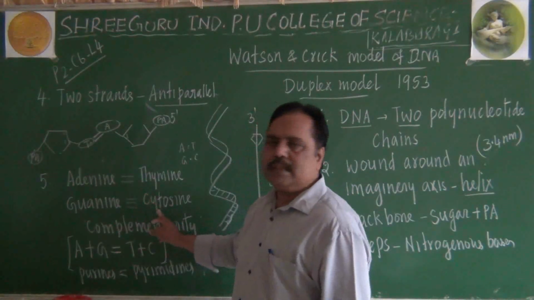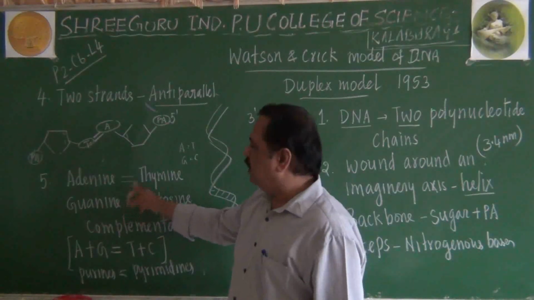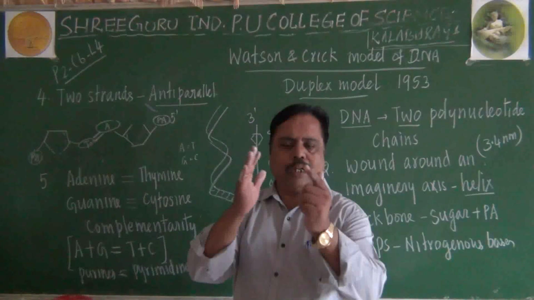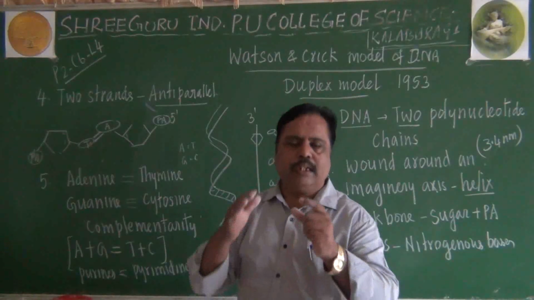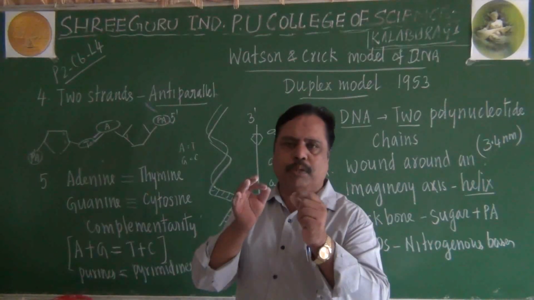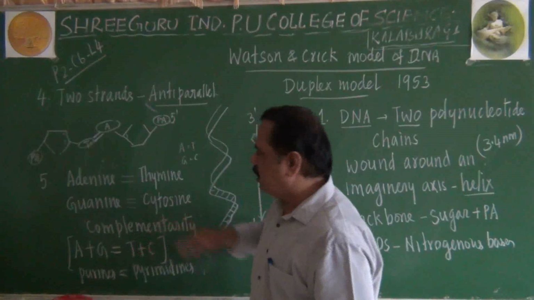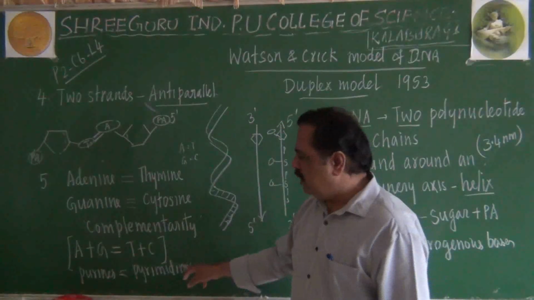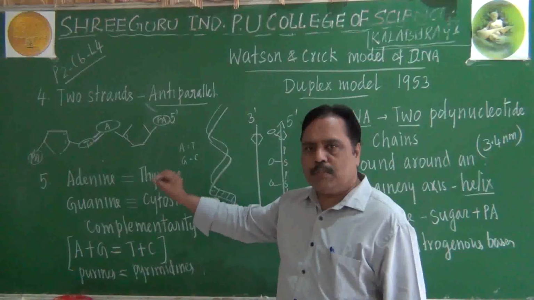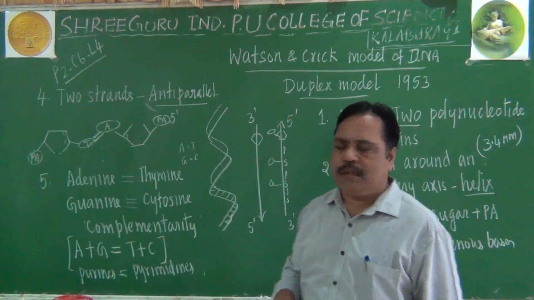Adenine cannot pair with cytosine. Guanine cannot pair with thymine. They are already fixed. That ability to pair with a particular molecule is called complementarity. So the base equivalence rule is also obeyed through the Watson and Crick model.